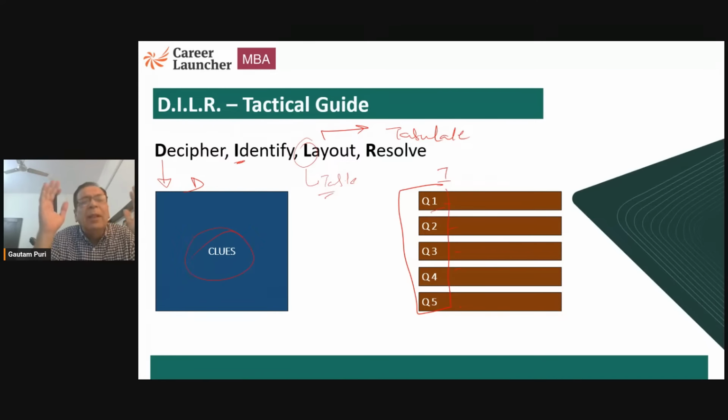So make that table, put all the information and don't put extra information, but don't economize on the information just to save space or time. Put that extra information, no issues at all. And then resolution obviously means solving.